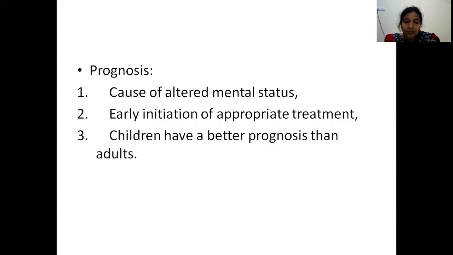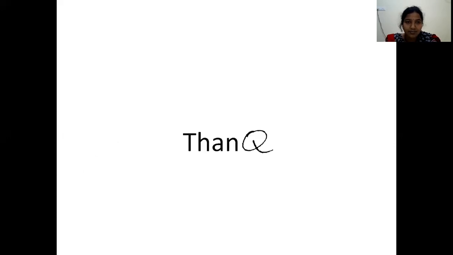Okay. But in cases of CNS tumors, the prognosis alters according to the type of lesion. In easily treatable tumors the prognosis is better, and in severe cases, like medulloblastoma, the prognosis is bad. Children have a better prognosis than adults, in general. Okay, that's it. Thank you.